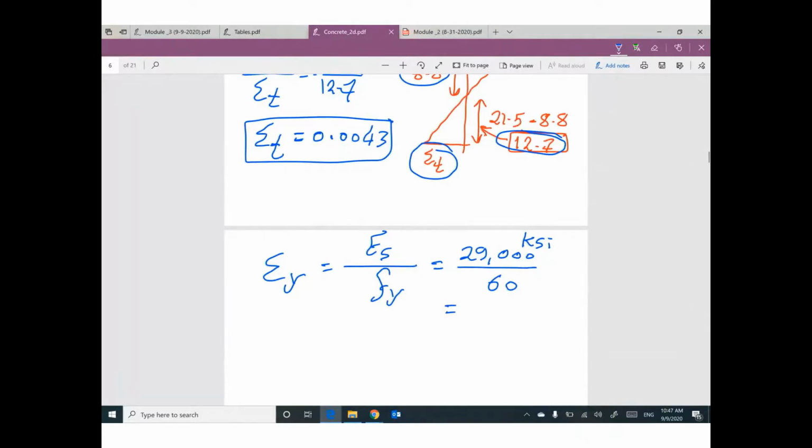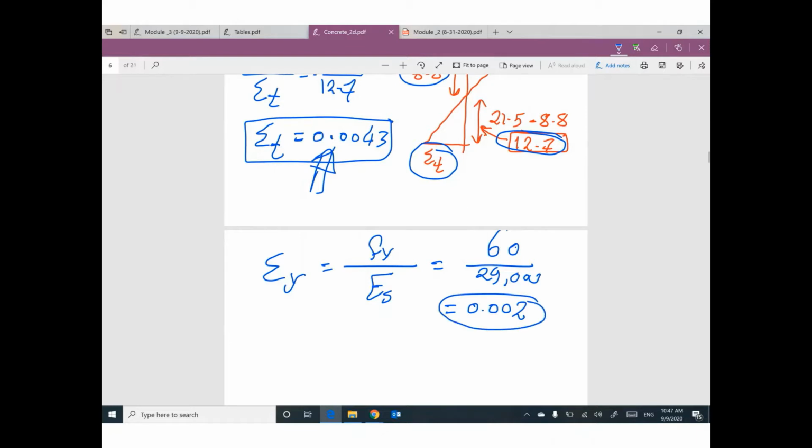29,000 divided by 60. Your value, I'm sorry, I have a mistake here. I'm sorry, guys. I have a big mistake. It's F yield divided by E steel. I'm sorry. So 60 divided by 29,000. Your value equals 0.002. So the value of strain in steel reinforcement equals 0.0043. The value of yielding equals 0.002.